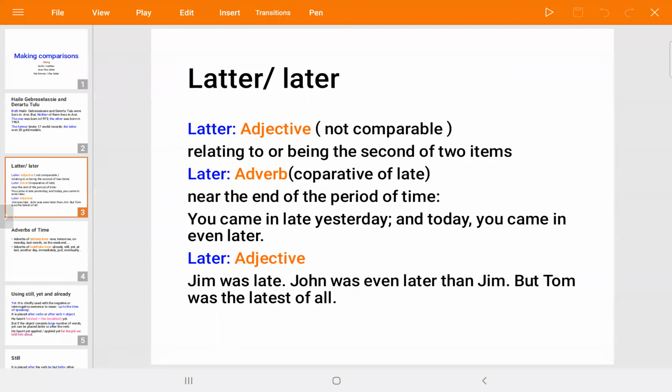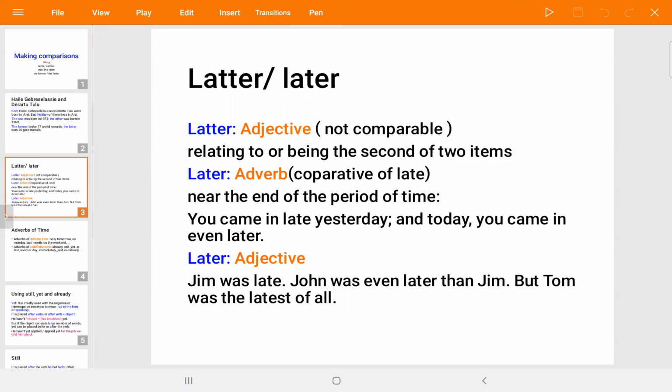Latter is an adjective. We cannot use it in a comparable way. We use it in relating to or being the second of two items. When we have two items, we mean the second one: the former, the first, and the latter, it belongs to the second item.